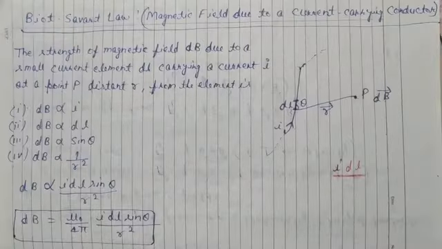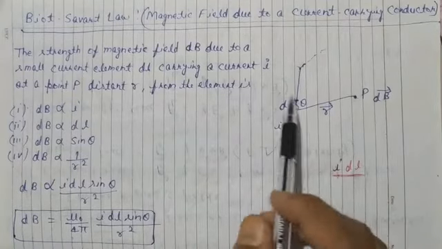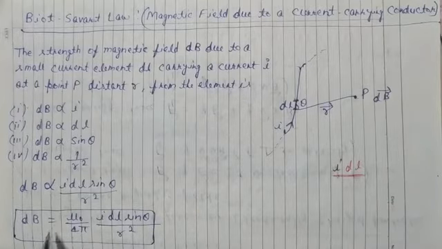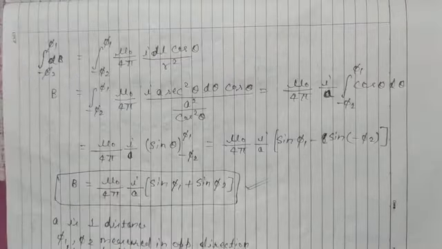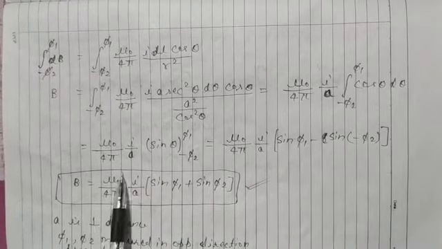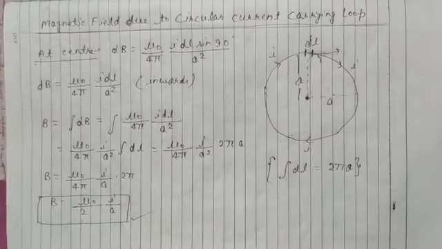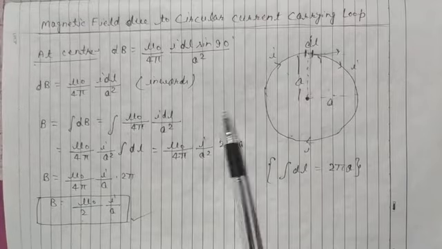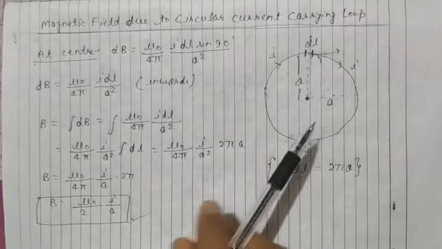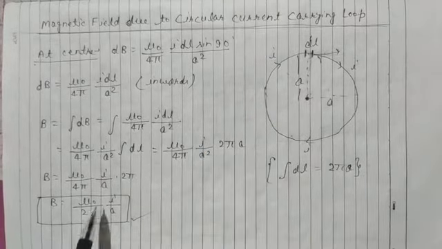Now we have three formulas. First formula, the magnetic field due to a small current element, also known as the Biot-Savart law: dB equal to mu naught upon 4 pi, I dl sin theta upon r square, and we use this formula in several conditions. Then the magnetic field due to a finite straight current carrying wire, B equal to mu naught upon 4 pi, I upon a, sin phi 1 plus sin phi 2. And then the magnetic field due to a circular current carrying loop at the center, B equal to mu naught upon 2, I upon a.